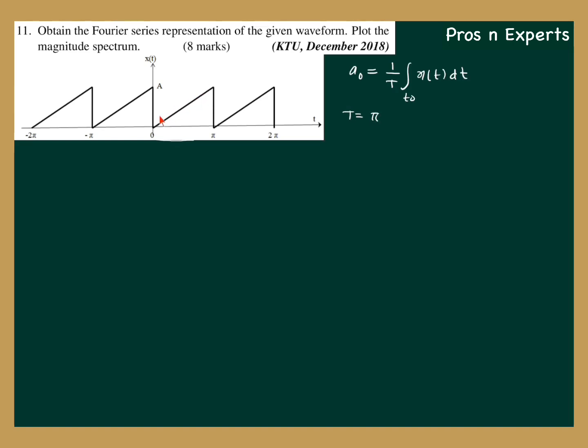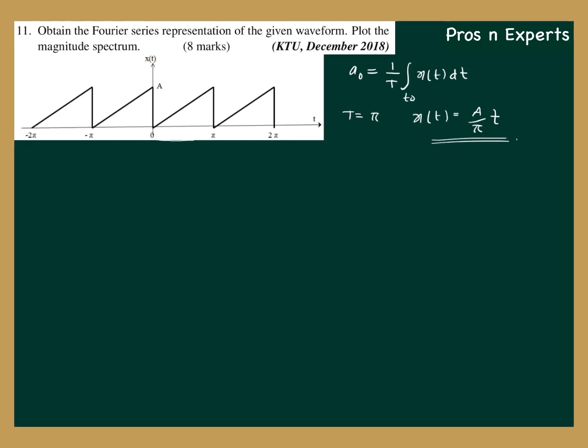X of t is, you know how to make the equation for x of t, right? It is a straight line. So slope into t plus intercept. Intercept is 0, right? So what is the slope? Delta y by delta x. Delta y is A, delta x is pi. So delta y by delta x gives A by pi. So the expression is x of t equal to A by pi into t. If there was some intercept, plus that intercept also, but here is no intercept. Okay, so this is x of t.